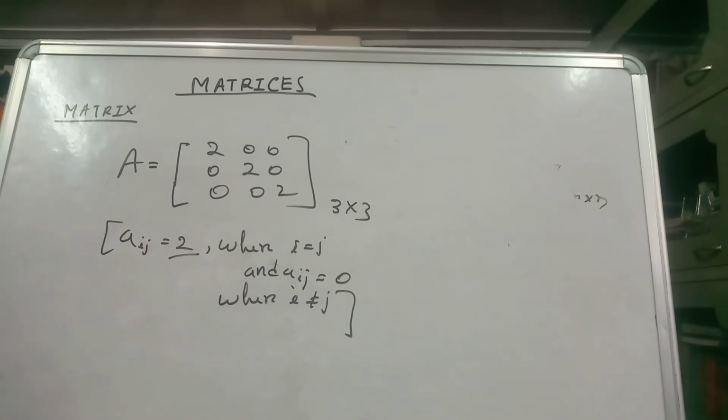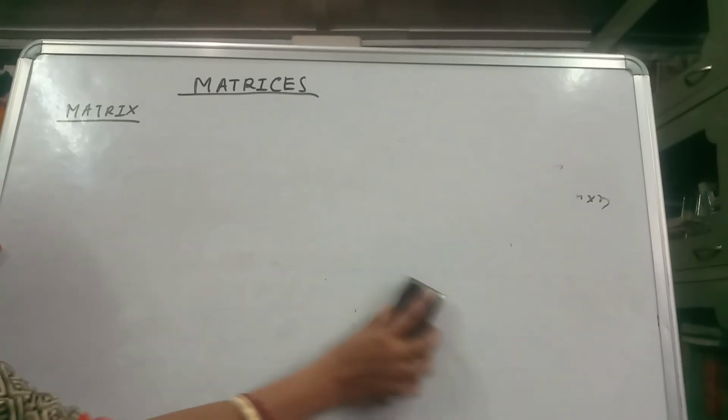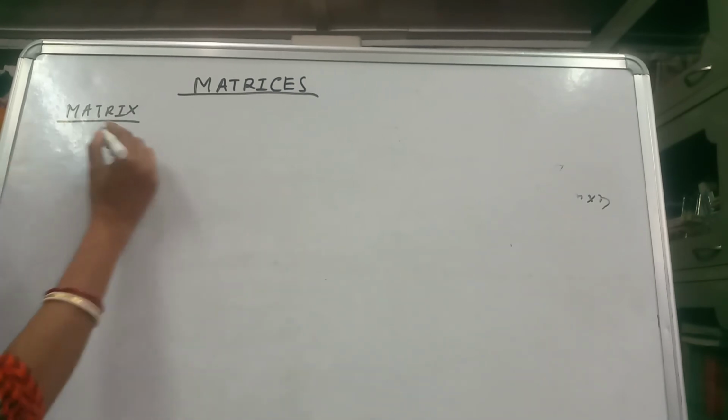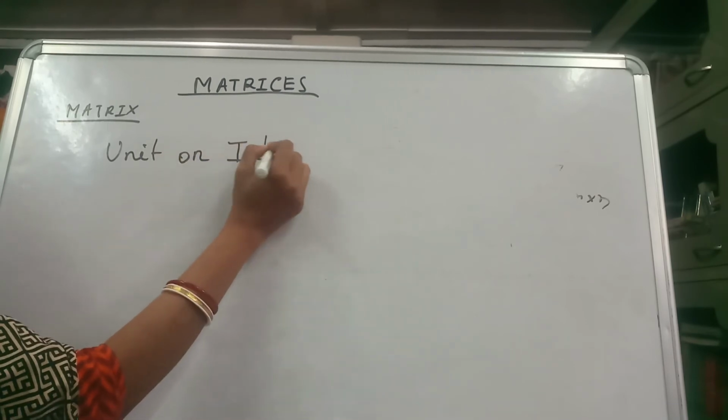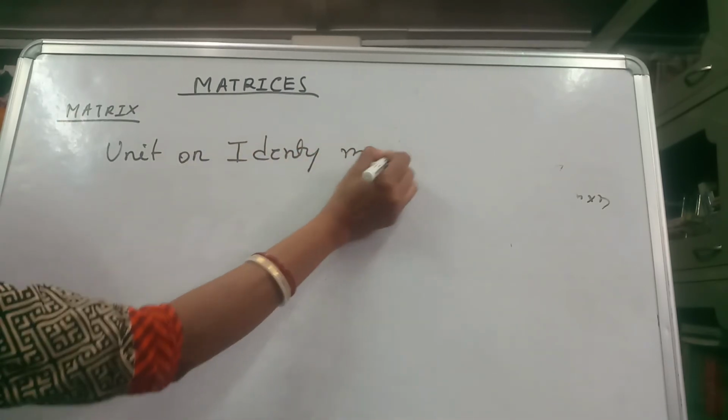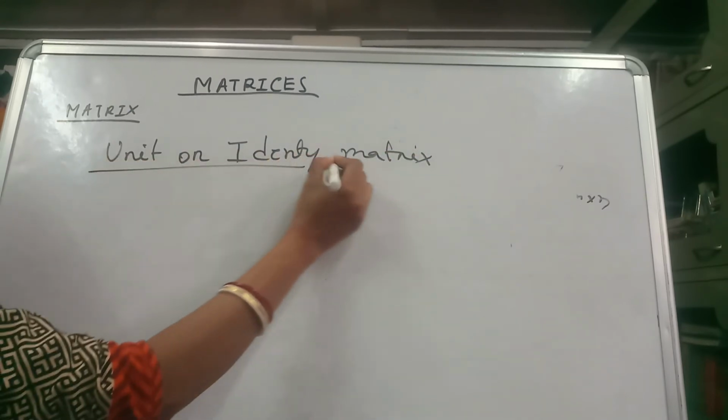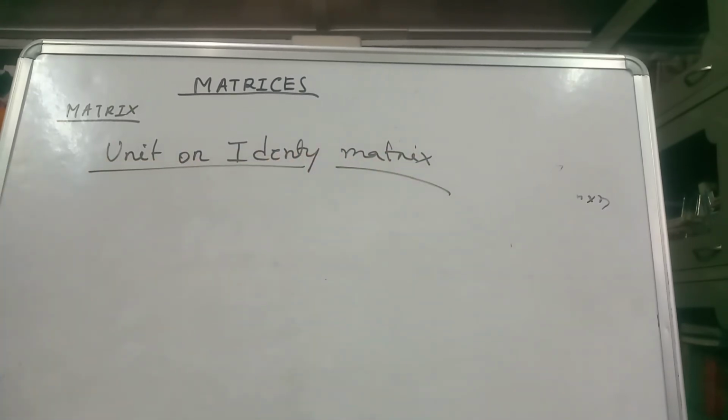Now the unit or identity matrix. What is a unit or identity matrix? A square matrix in which all diagonal elements are 1 and the rest are 0 is called an identity matrix. In other words, a square matrix A equal to [aij] n by n is an identity matrix if aij equal to 1 for i equal to j, 0 for i not equal to j.